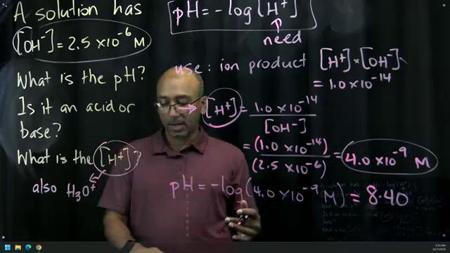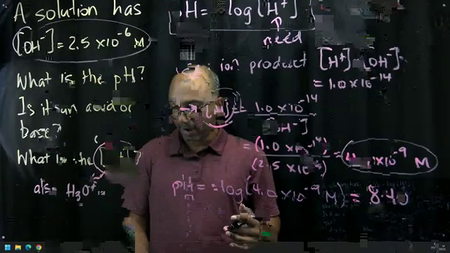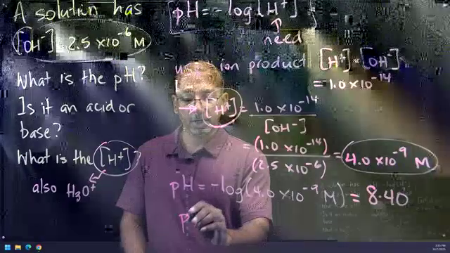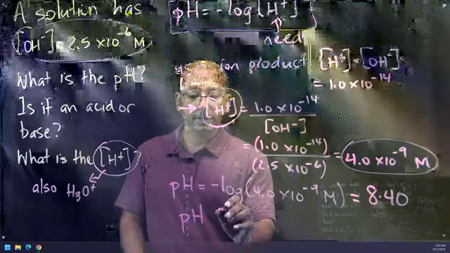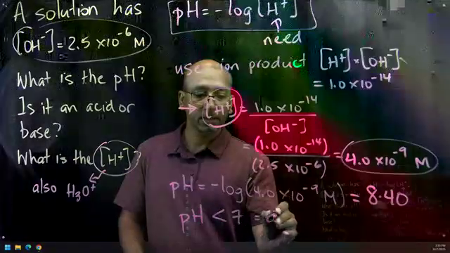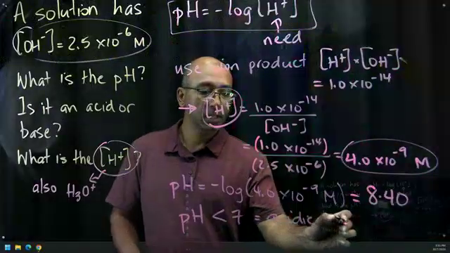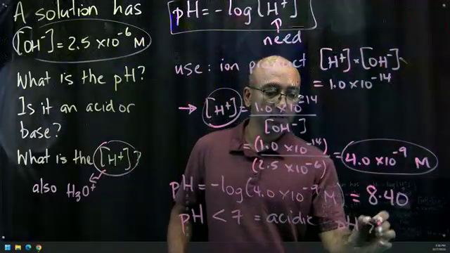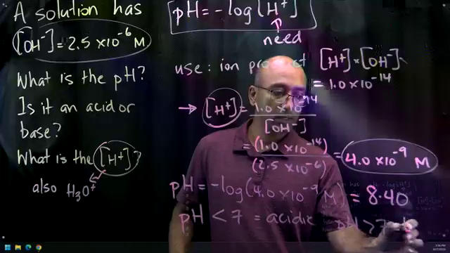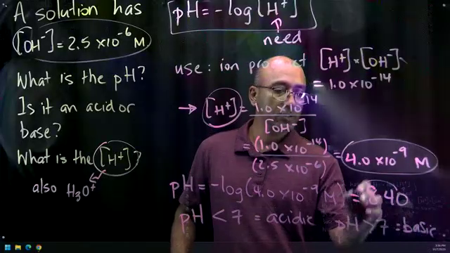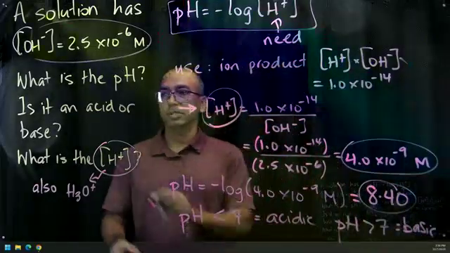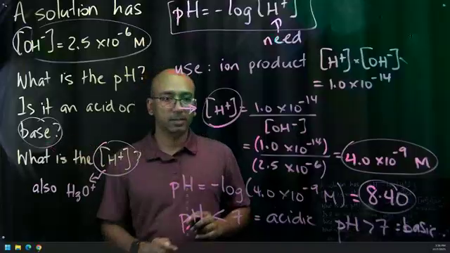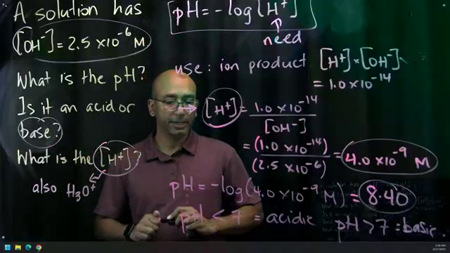Now, obviously, we have a pH value. So remember, when your pH is less than 7, that means that solution is acidic. If the pH is greater than 7, that means that it is basic. So because my pH is more than 7, that solution is going to be a base in this particular example.